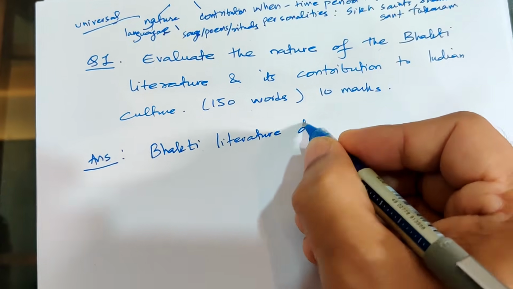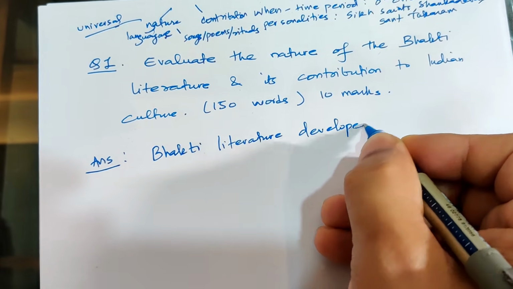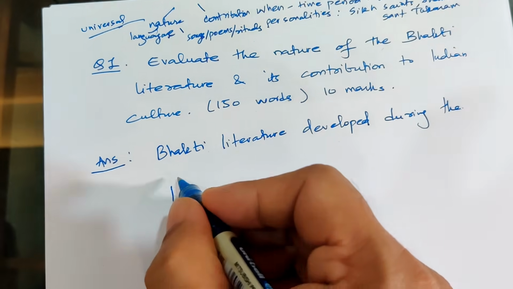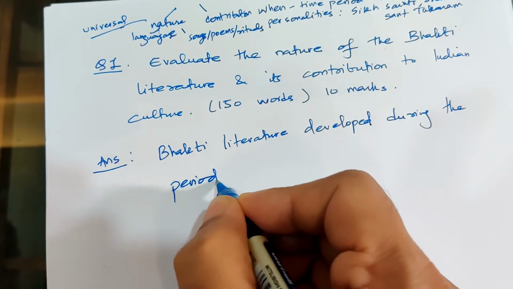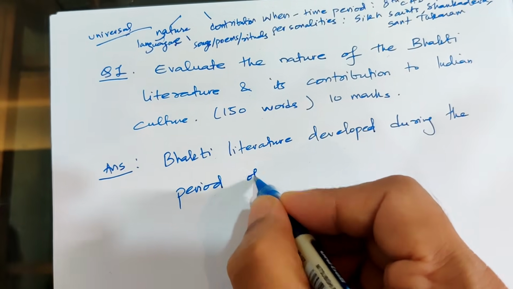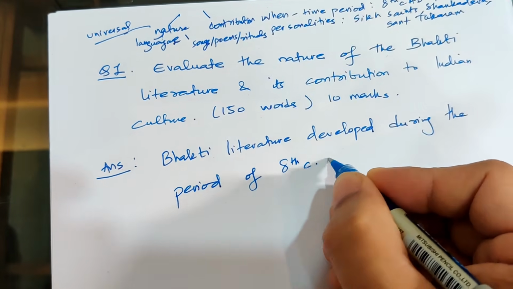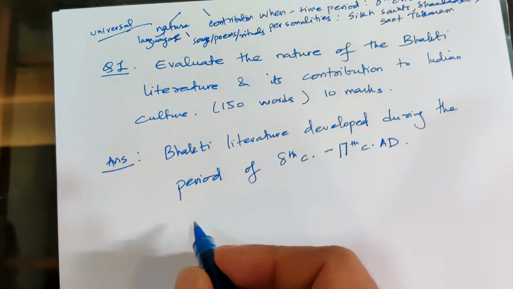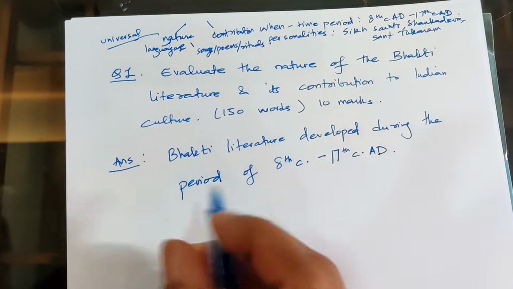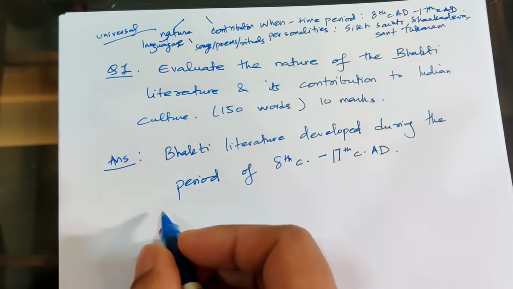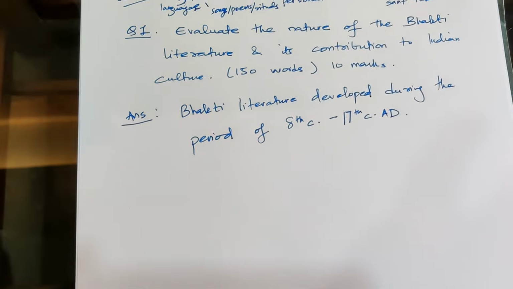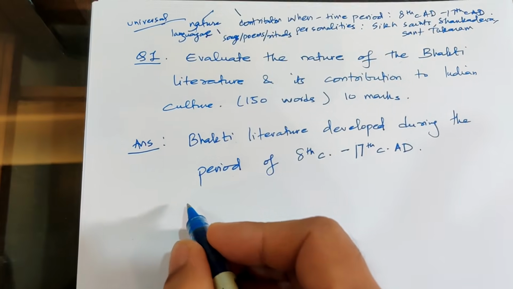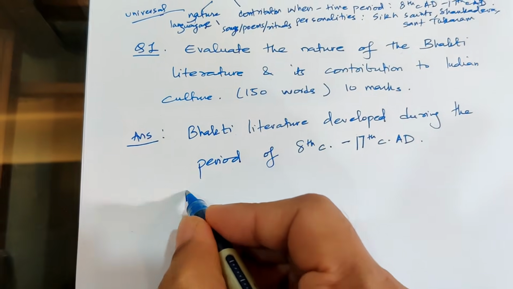So, Bhakti literature during the period of 8th century to 17th century AD. Alright, now I know that this is the rough period during which it developed. Sorry, my writing got a little bit messed up because I'm not getting a sense of the camera here, but we will just continue. And this is a very simple introduction.